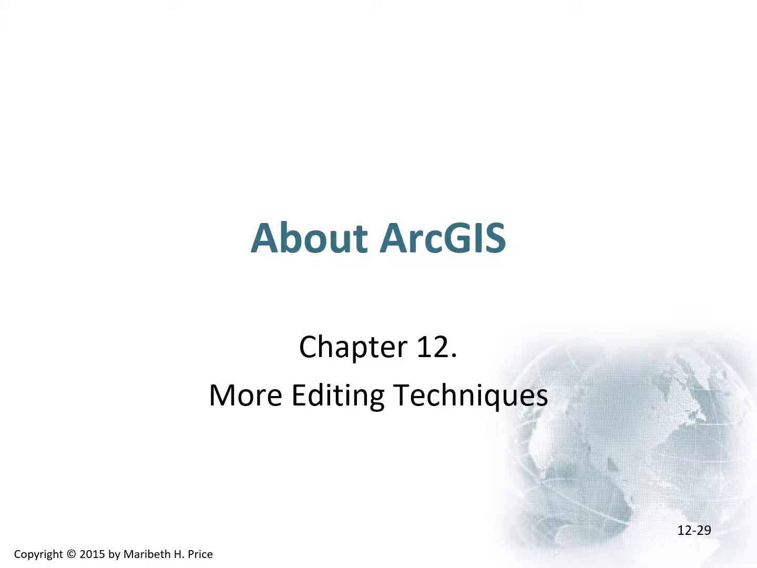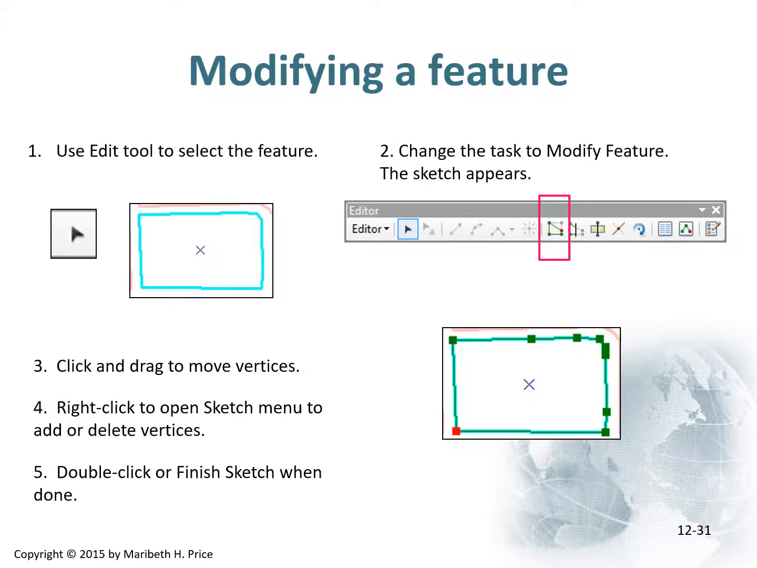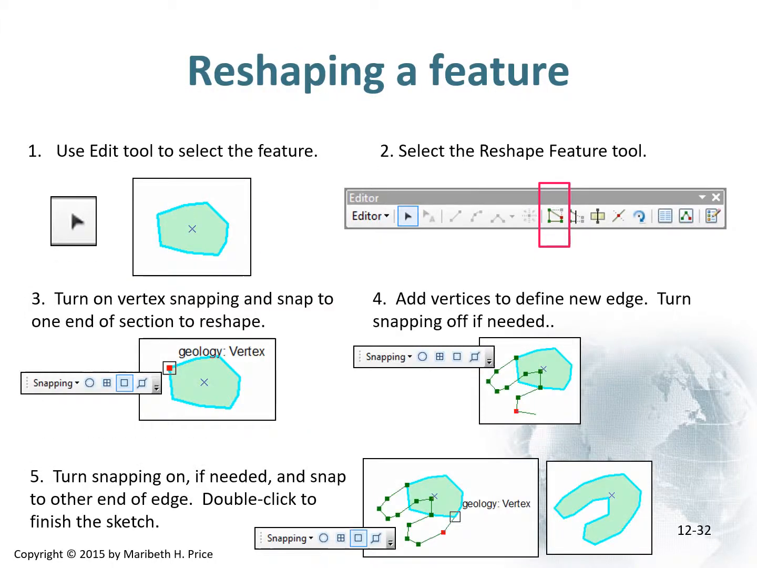All right, so a little bit more about editing. How do you change stuff? Well, to modify a feature, you use the edit tool to select the feature, and then change the task to modify the feature, and the sketch appears, and then you can click and drag and move vertices around. You can open the sketch menu, you can add vertices, you can finish the sketch.